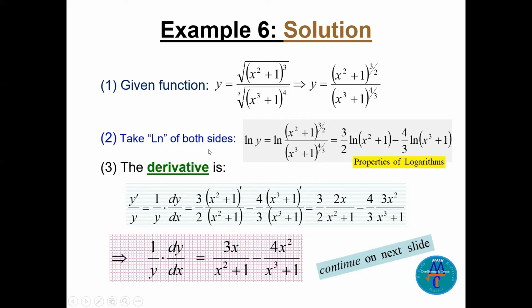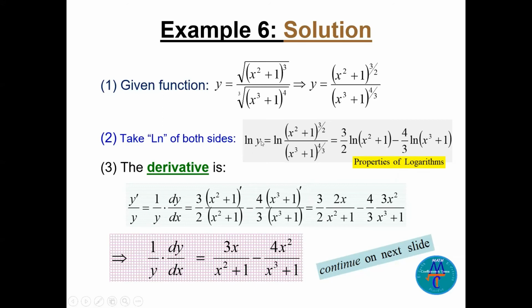Now take ln of both sides, ln of the y, ln of this division here. Then you can use the properties. Ln of u over v will be ln of the u minus ln of the v. See, there's a minus because we have division in the properties or laws of logarithms.